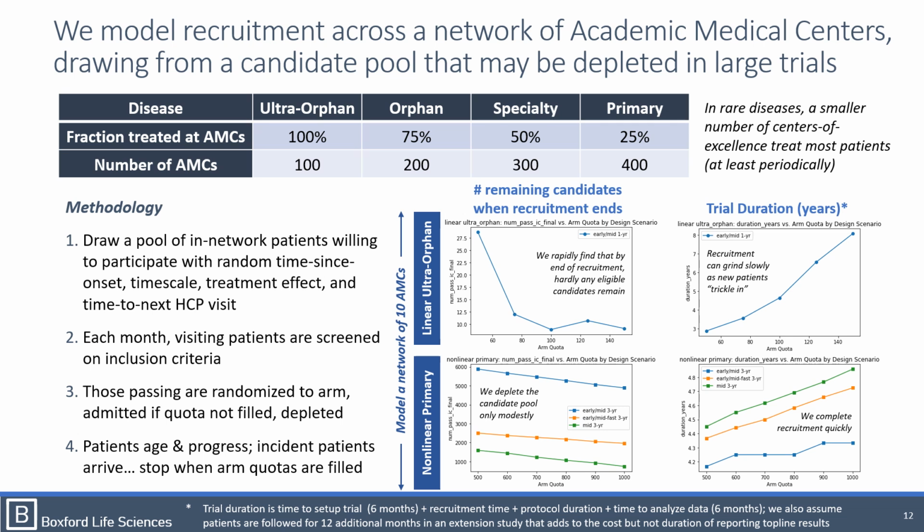For nonlinear primary, we have an abundance of patients, and so even with very large trials, we only deplete the candidate pool within these 10 academic medical centers only modestly, and so we can complete these trials and complete the recruitment quickly. For primary, we look at 3 different inclusion criteria: early mid, but just the fast progressors, and just mid-stage, and we see, as we would expect, that the more restrictive inclusion criteria we use, the fewer candidates that are available, the faster it is to deplete them, although here we're nowhere close, and the more time it takes to do recruiting, because we just have to wait that little bit longer for the smaller number of patients to come in.